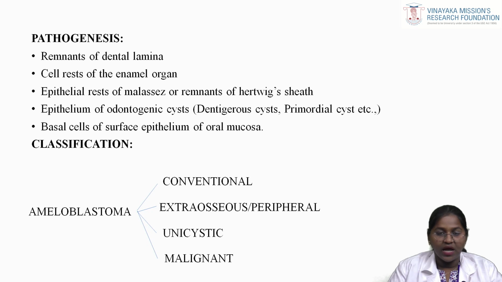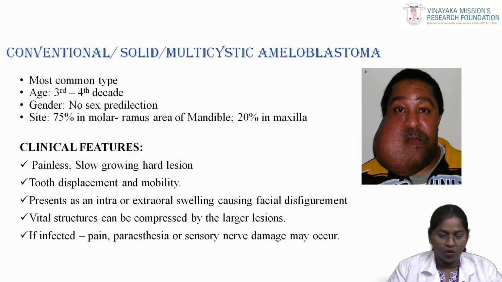Coming to the classification, ameloblastoma is further classified into conventional or the multilocular type and then extraosseous or the peripheral type, unicystic type and then the malignant type. So coming to the conventional or solid or multicystic ameloblastoma, it is the most common ameloblastoma among the four types. It occurs mostly in the third and then the fourth decade. And then gender, there is no sex predilection. Site, 75% occurs in the molar ramus area of the mandible, and then 20% occurs in the maxilla.